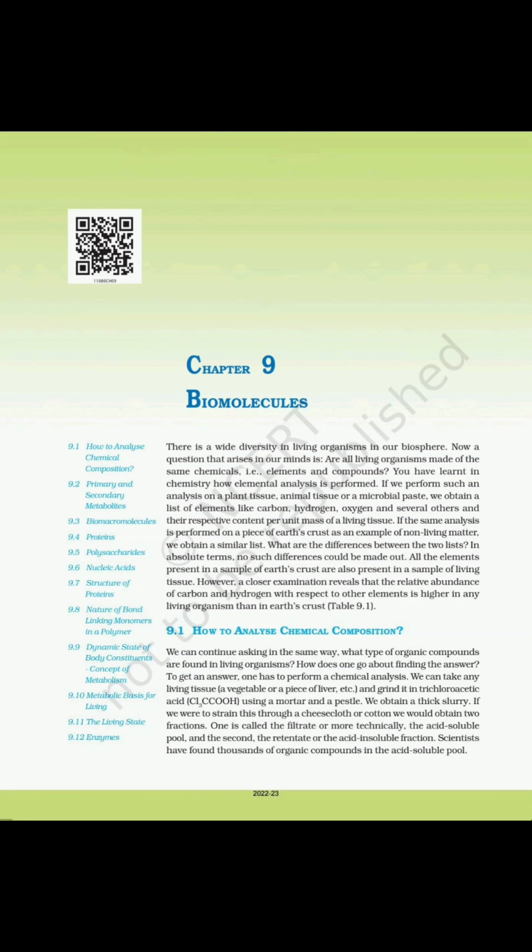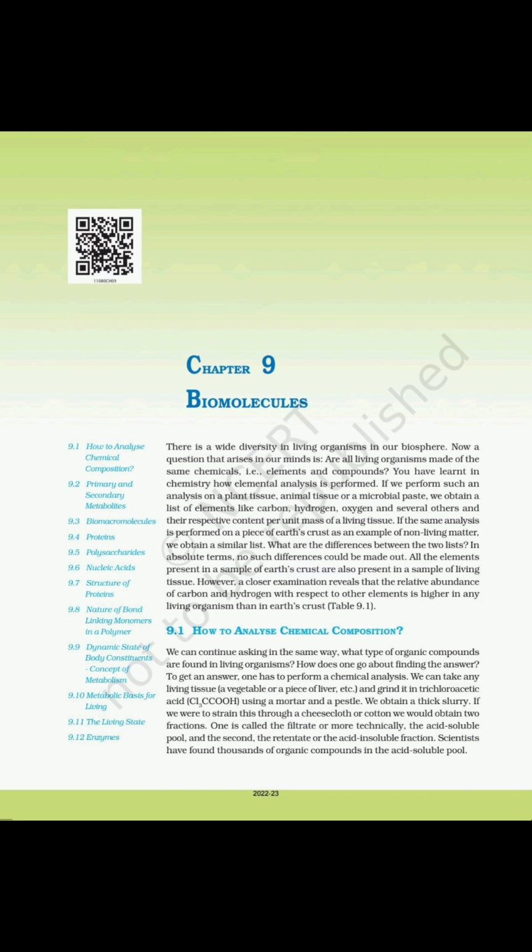Chapter 9: Biomolecules. There is a wide diversity in living organisms in our biosphere. Now a question that arises in our minds is, are all living organisms made of the same chemicals, i.e., elements and compounds? You have learnt in chemistry how elemental analysis is performed. If we perform such an analysis on a plant tissue, animal tissue or a microbial paste, we obtain a list of elements like carbon, hydrogen, oxygen and several others and their respective content per unit mass of a living tissue.